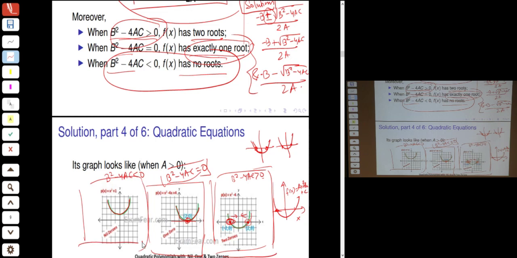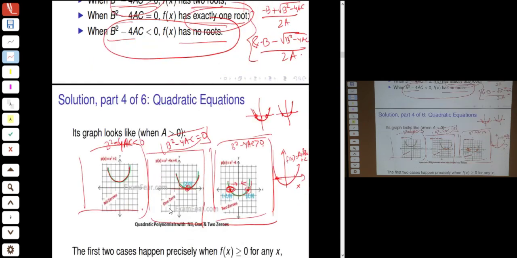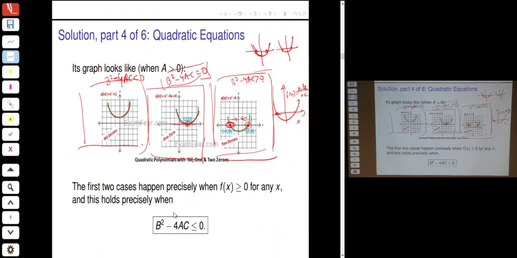So, these are the three cases. So, this is b squared minus 4ac is less than 0. Any questions? Okay.